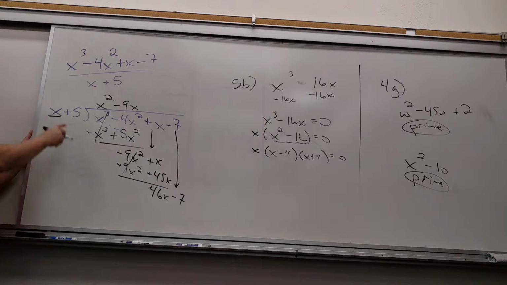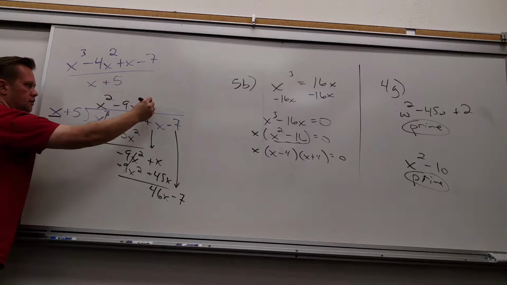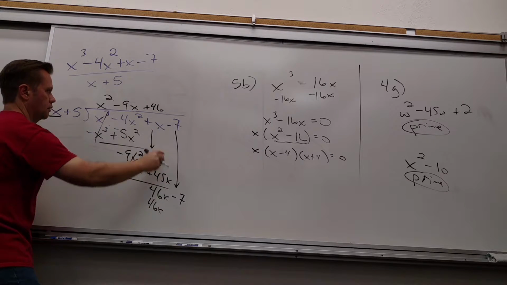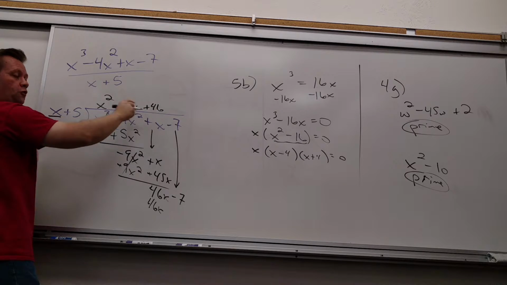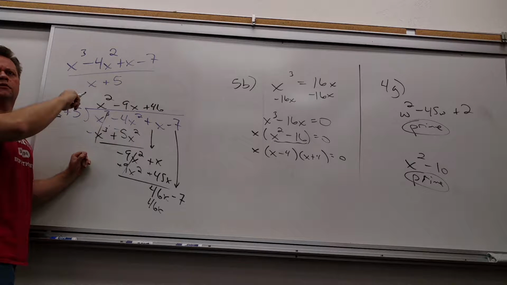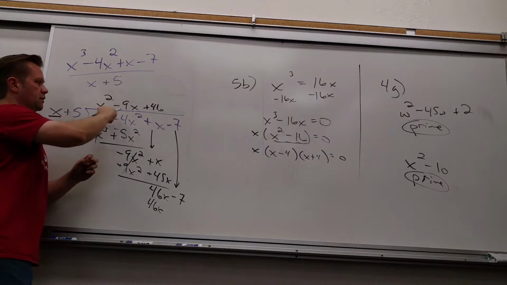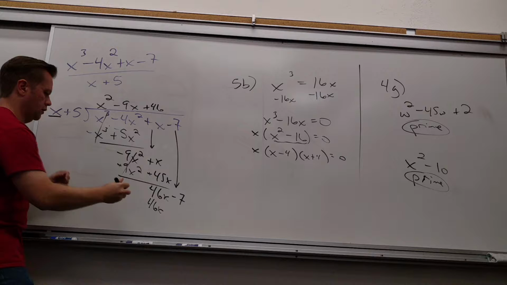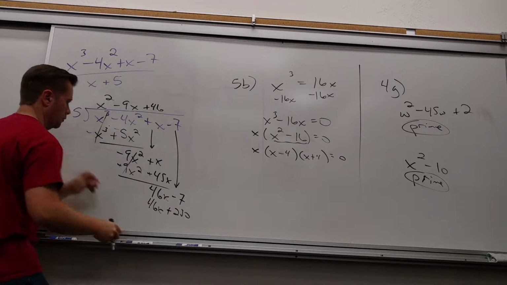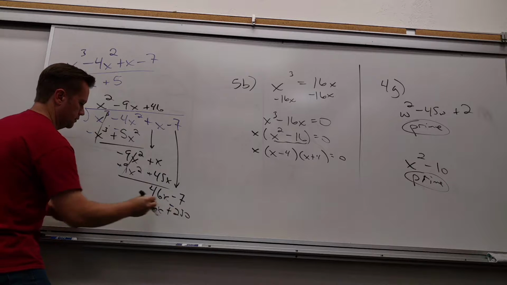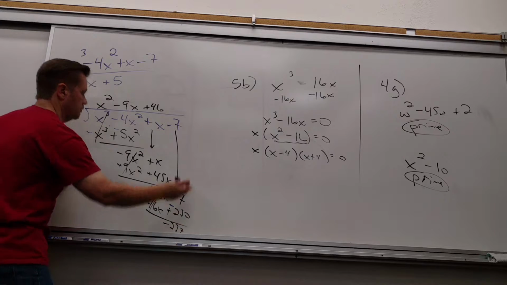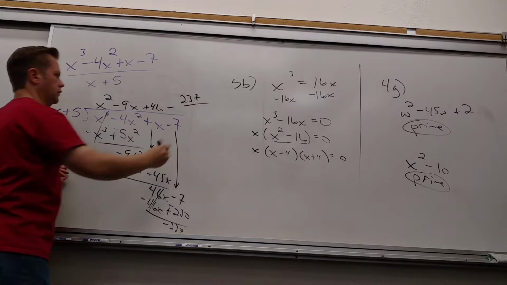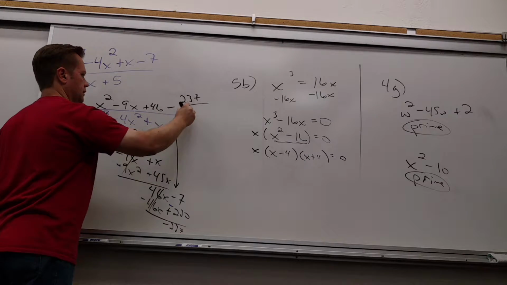Minus 7. X times what is 46x? 46. 46x times 5: 5 times 40 is 200, 5 times 6 is 30, so 230. And then you change the sign. Those cancel. Negative 237, so you put minus 237 over x plus 5, because that's what you were dividing by.